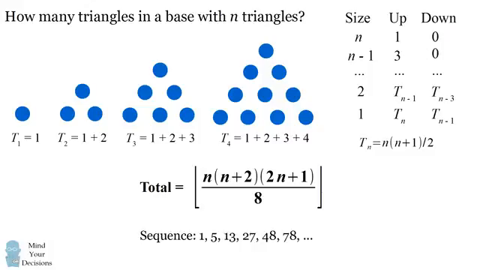It's actually a sequence. The number of triangles formed if you have this equilateral grid of triangles. The sequence starts out 1, 5, 13, 27 was what we had when we had 4 triangles in our grid. It continues 48, 78, and so on. Did you figure it out?